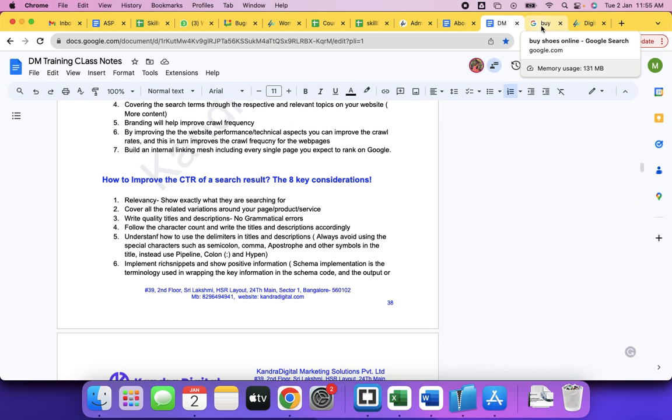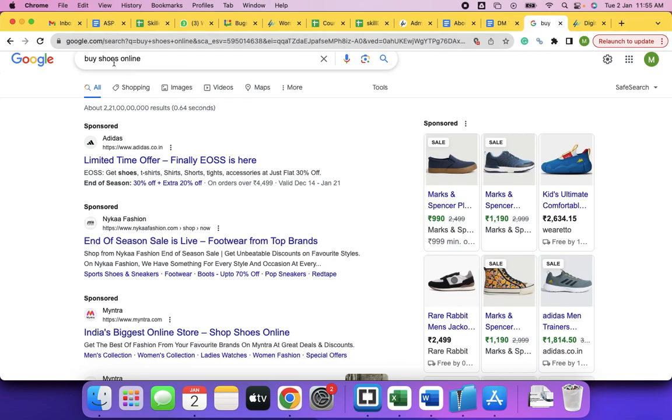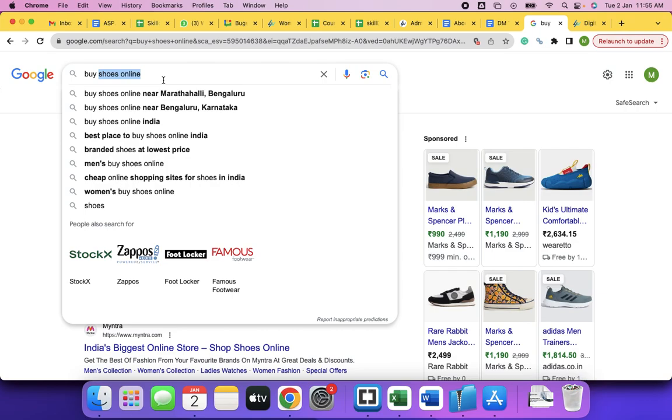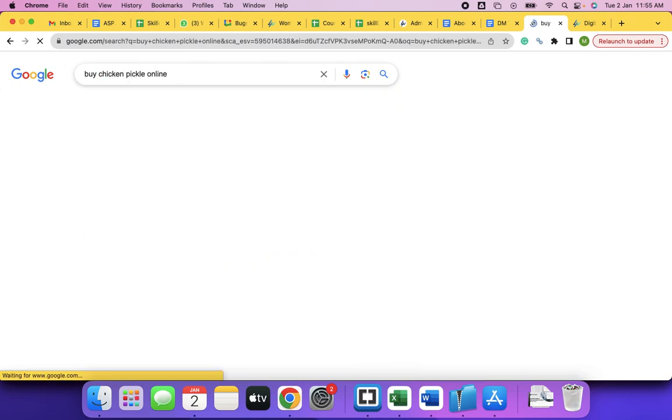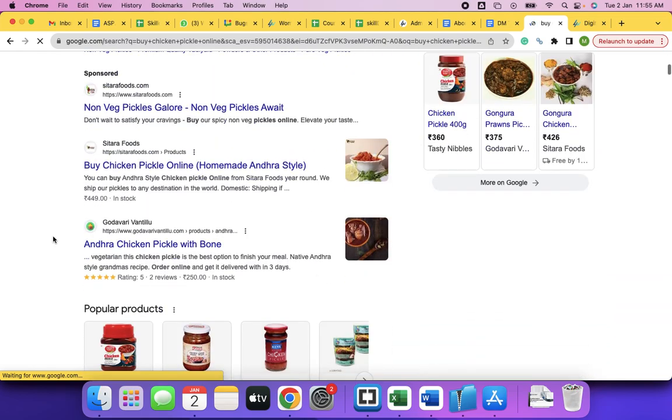Okay, and then implement rich snippets. We all understood what a rich snippet is and the role played by it. Make sure that you are implementing rich snippets only when you have positive information to show up on the search results page. And we were understanding that with this example, right? By this one, right? So look at this.